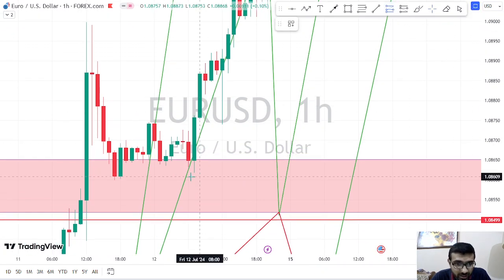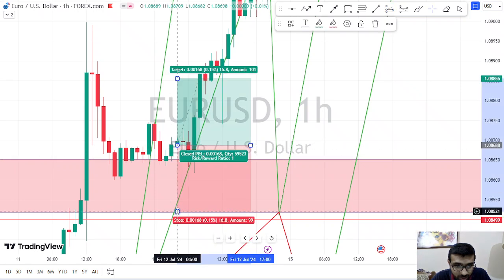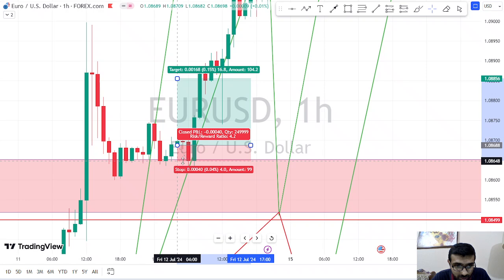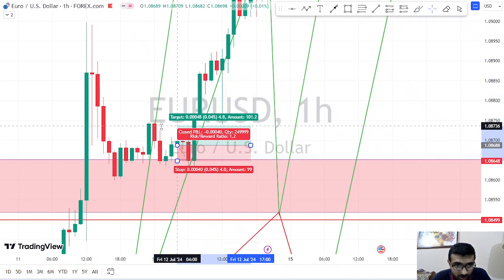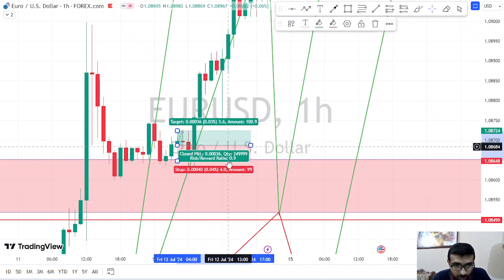Okay, and then afterwards once again market tested our major area of resistance and closed with a green candle over here. Our stop loss will be just below this previous candle, and our take profit could be approximately over here. So this take profit will be approximately 0.9%.